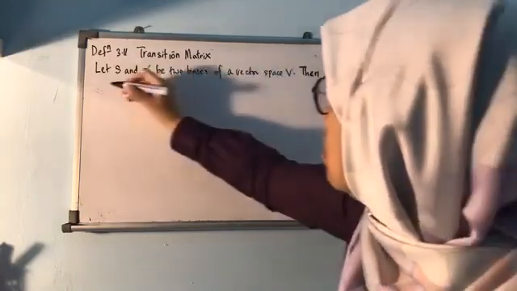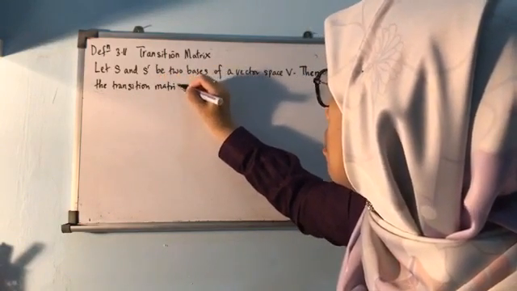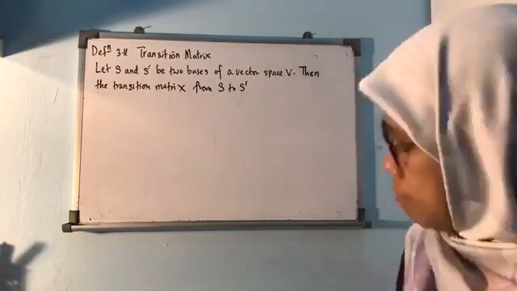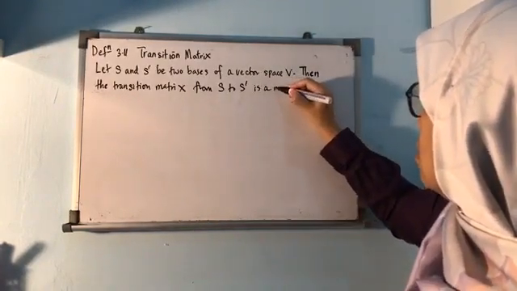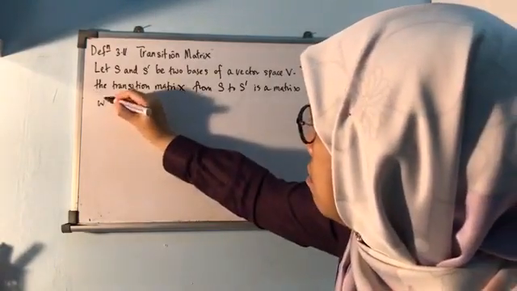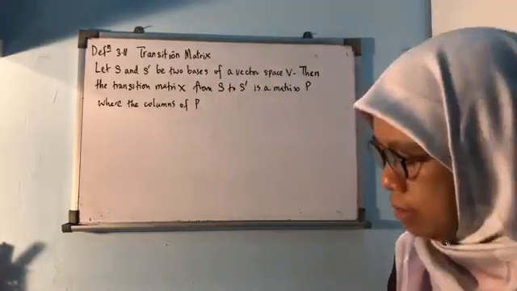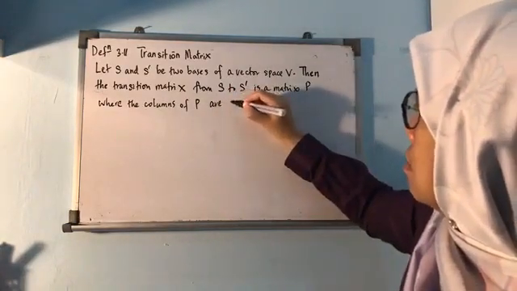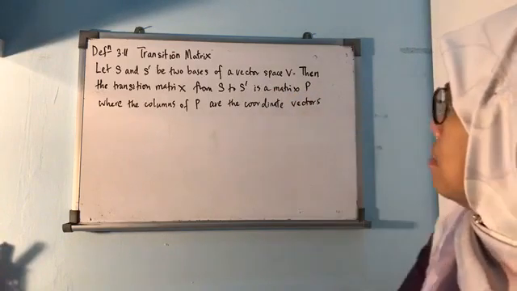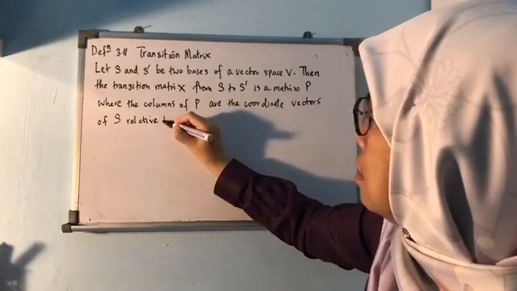Okay, then the transition matrix from S to S prime is a matrix P where the columns of P are the coordinate vectors of S relative to S prime.